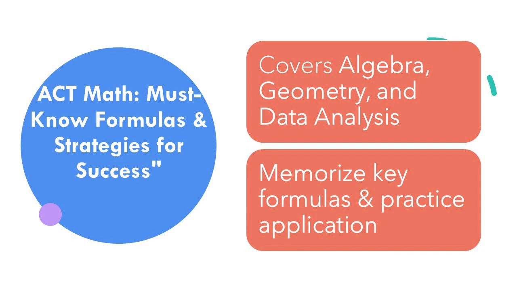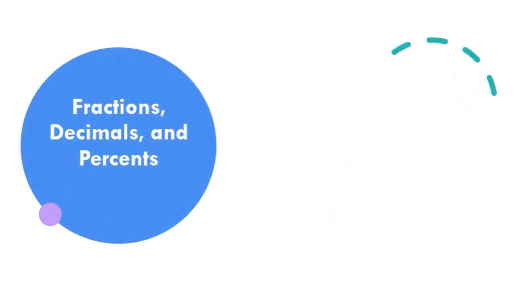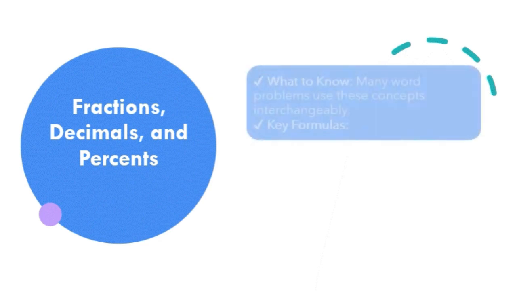Let's start with something that comes up all the time: fractions, decimals, and percents. One of the biggest things the ACT loves to do is mix fractions, decimals, and percents in a word problem and expect you to switch between them effortlessly. If you're rusty on these conversions, let's go over the basics real quick.